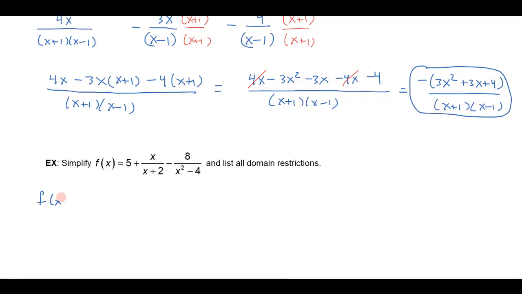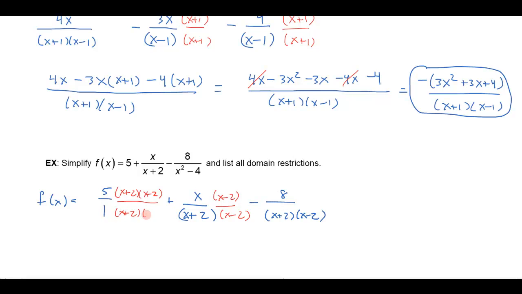So let's write f of x as 5 over 1, because I'm going to get a common denominator, and let's leave some space here to add in what I need. And then I've got x over x plus 2, and again I'll leave some space here. And then I've got minus 8 over x plus 2, x minus 2. So notice, again, you can see right here that x cannot equal plus or minus 2. That's a domain restriction in this function. I have a common denominator, and I've got an x plus 2 and an x minus 2 here. So I'm going to need an x minus 2 here to add in, and over here I'm going to have to add both of them, an x plus 2, x minus 2.